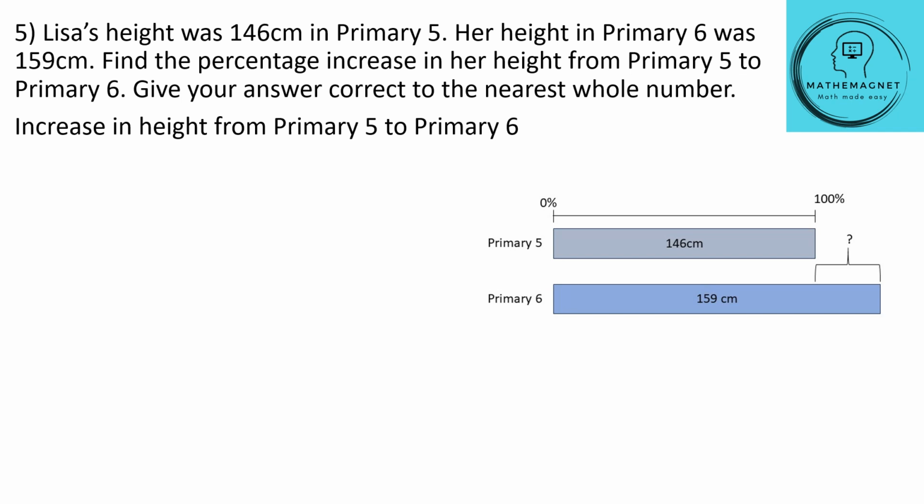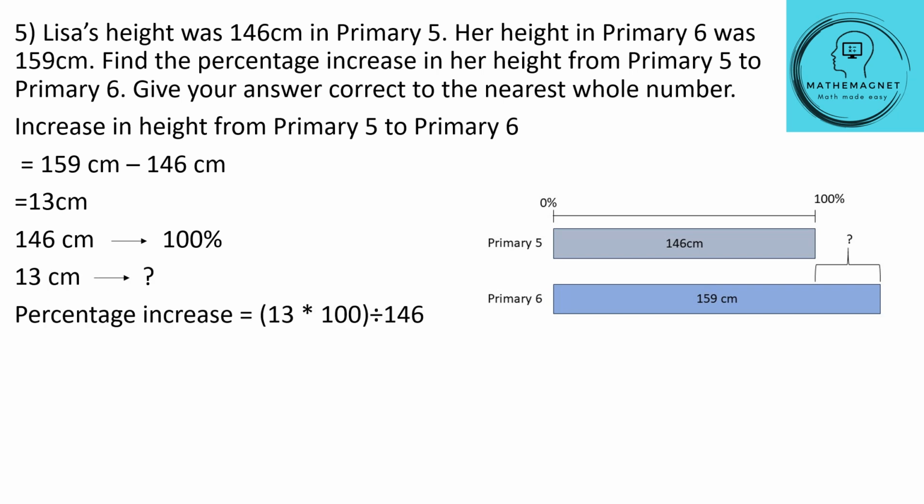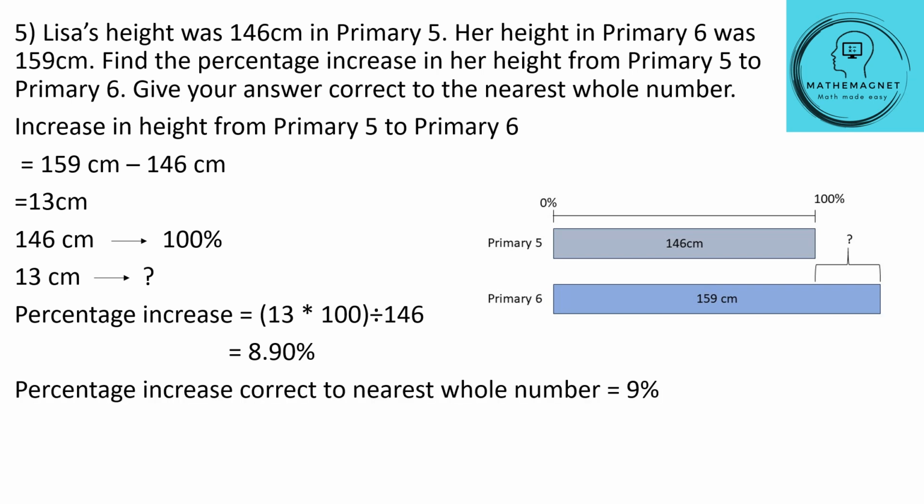We know the increase in height from primary 5 to primary 6 will be 159 minus 146, which is equal to 13 centimeters. Now we also know 146 centimeters is 100%. So 13 centimeters will be 13 into 100 divided by 146, which is equal to 8.9%. So that is what they are asking. They are asking us to give the nearest whole number. So 8.9 when rounded off becomes 9%. So the percentage increase in height from primary 5 to primary 6 was 9%.